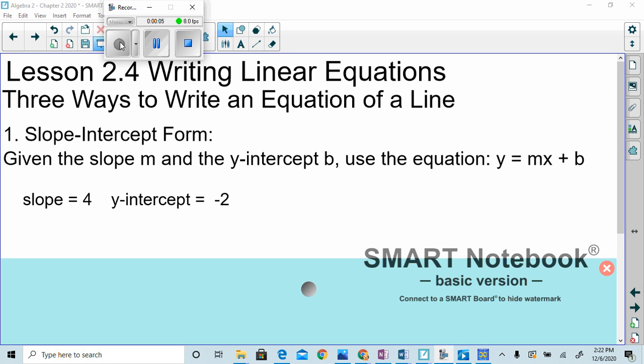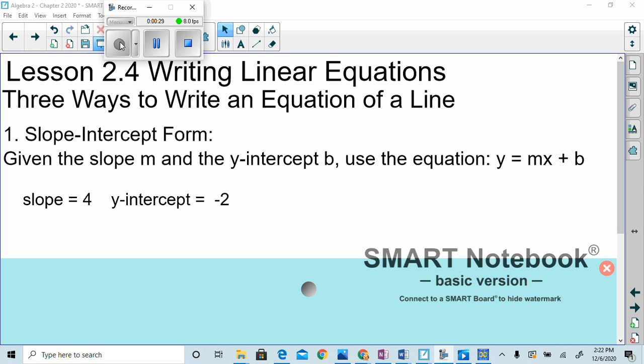We started talking about writing linear equations, but I want to get into it in much more detail today. We're going to be looking at several forms of linear equations, and we're going to start with the slope-intercept form. There are three forms that we're going to be looking at. For the first, we'll start with the easiest, where we're given an equation in slope-intercept form.